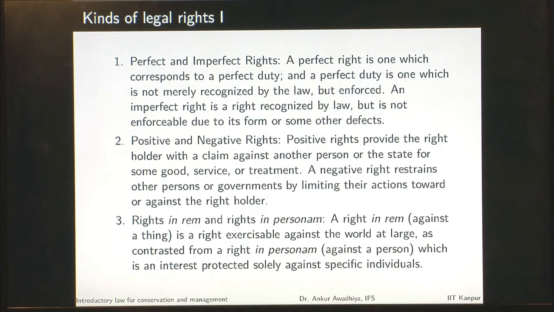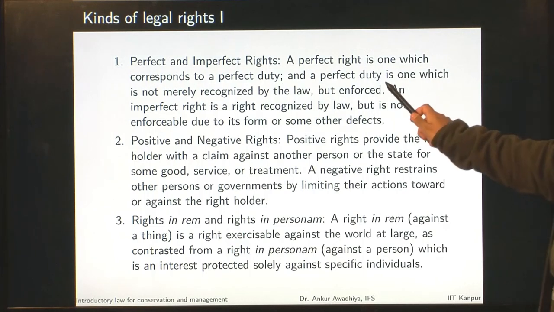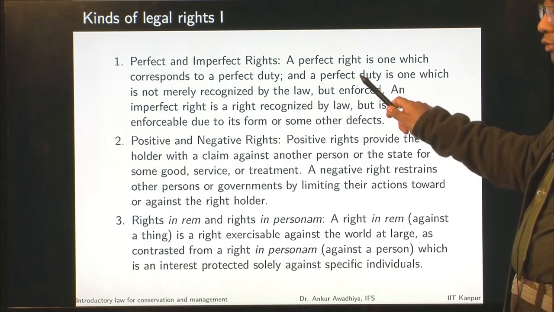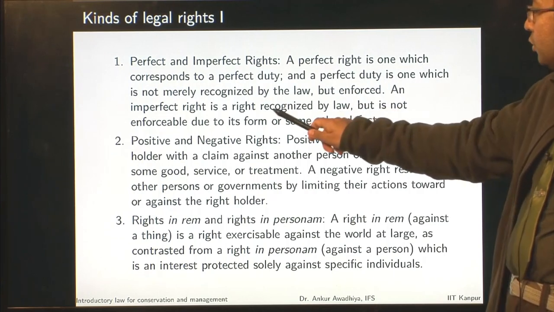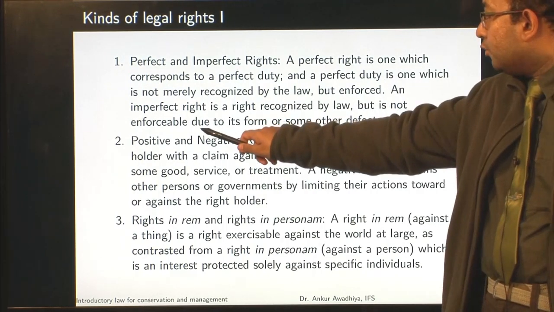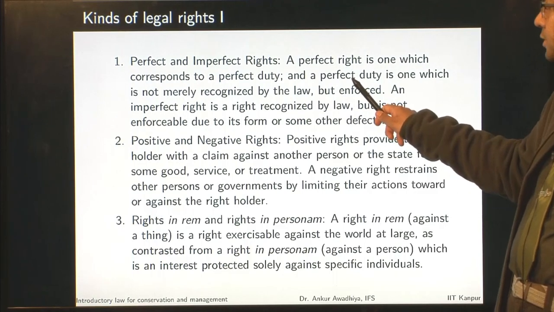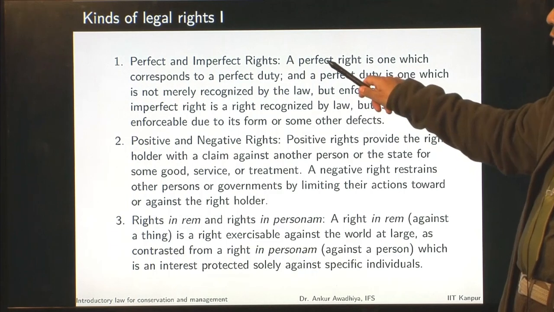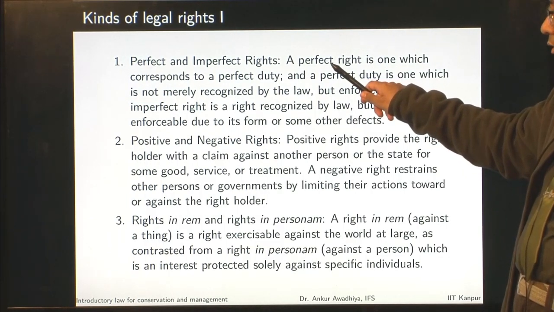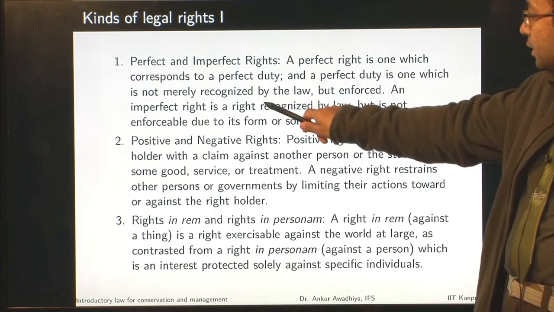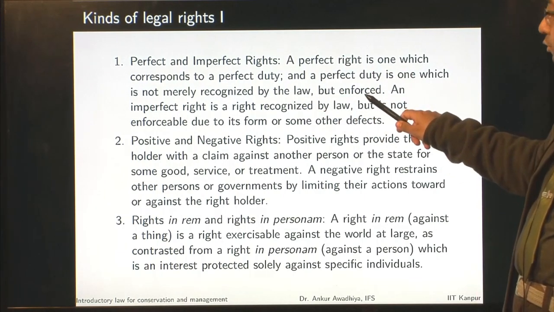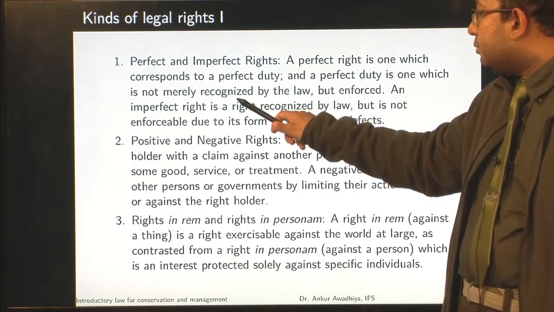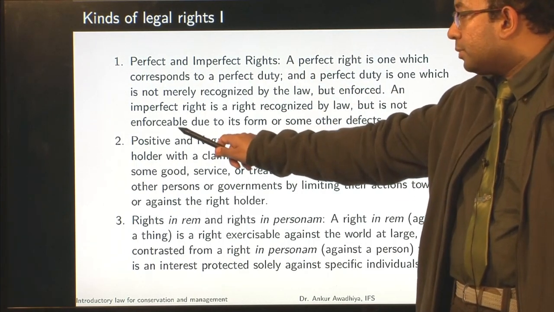defects. So, if there is a duty which is recognized by law and is being enforced, then it is called a perfect duty. If it is only recognized but is not being enforced, then it is not a perfect duty, it is an imperfect duty. And perfect duty corresponds with a perfect right. That is, you have a right that is recognized by law and the right that is enforced. Imperfect right is a right that is recognized by law but is not enforceable.